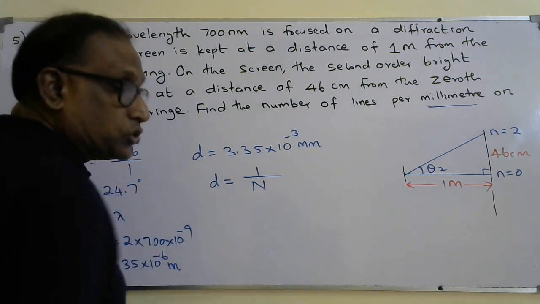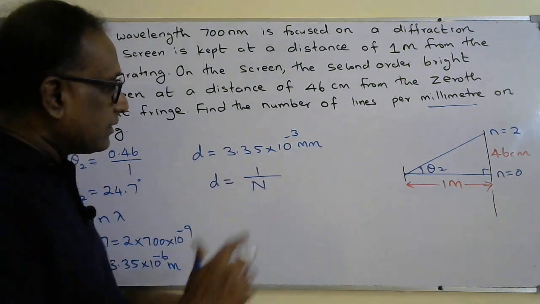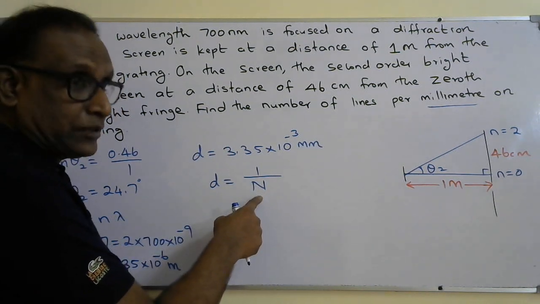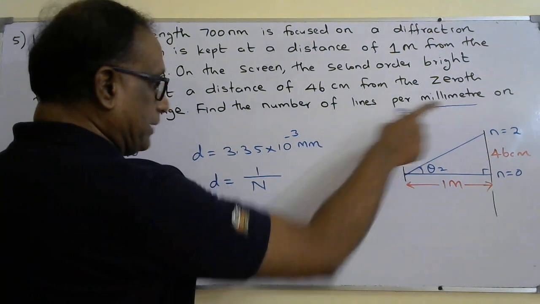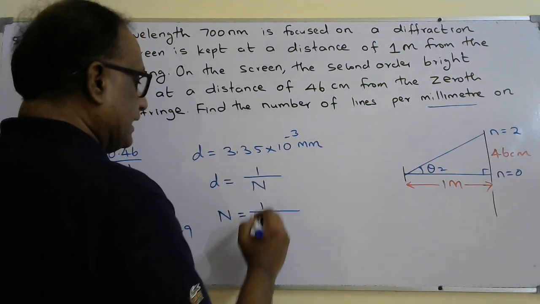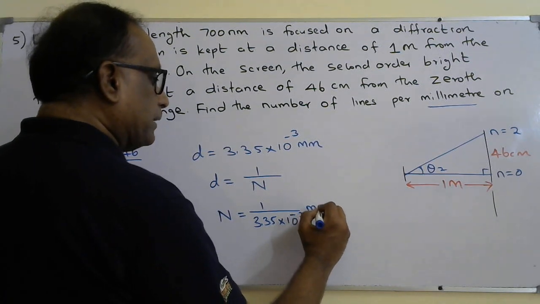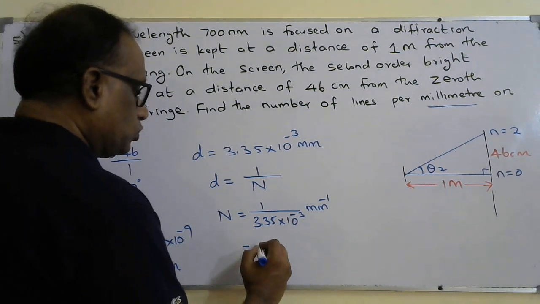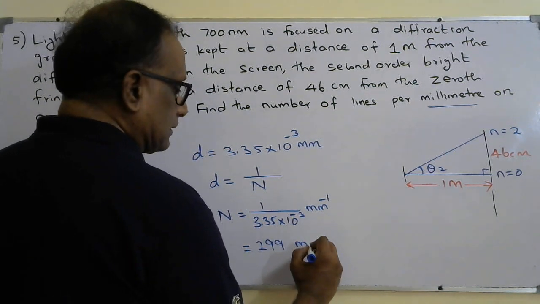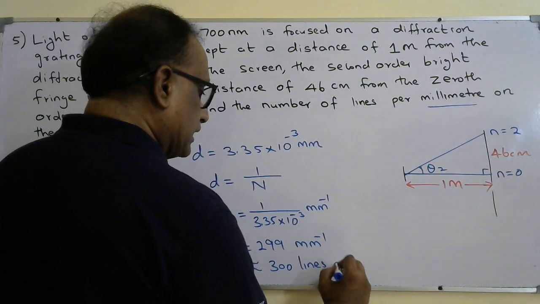I use n, not a usual notation, but I am using it. n stands for number of lines per millimeter. So if I keep this in millimeter, this will be number of lines per millimeter. If I keep this in meter, this will be number of lines per meter. Carefully choose the unit. Here they ask per millimeter, so d must be in millimeter. So n is going to be 1 over d, d is 3.35 × 10^-3 millimeter. So it's going to be 299 per millimeter, approximately 300 lines per millimeter.